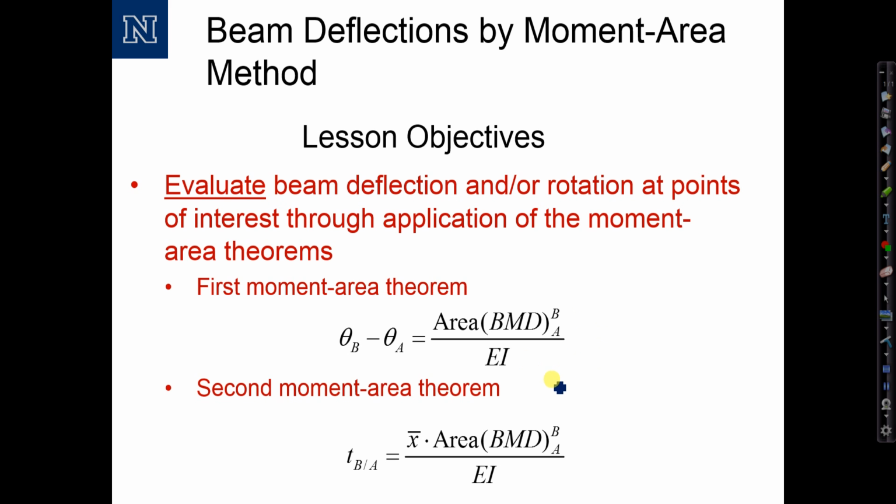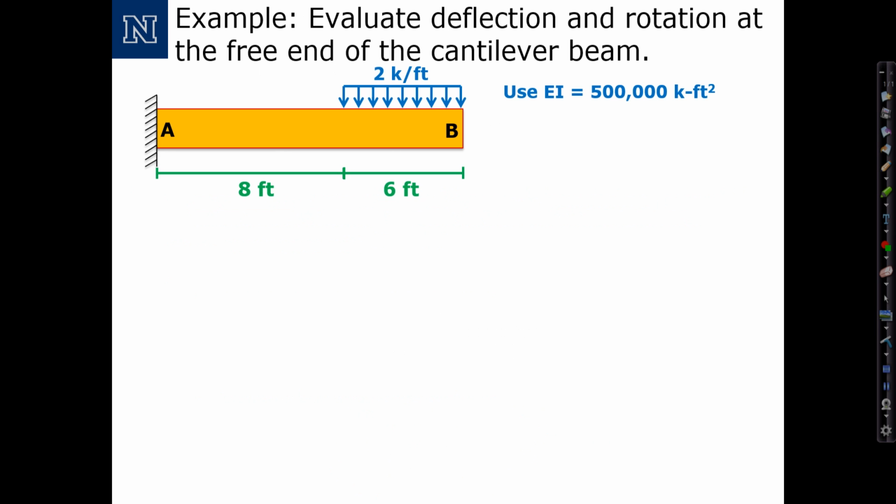The second moment area theorem says t at B with respect to A equals x bar, a centroidal distance, times the area of the moment diagram between A and B. A little more explanation is required on how to use that second moment area theorem, and we'll see examples in the upcoming videos. Our first example is a cantilever beam with a distributed load over the end.